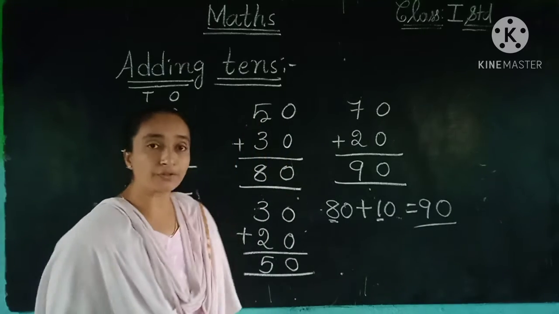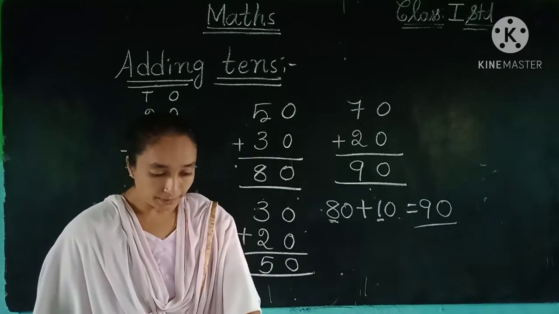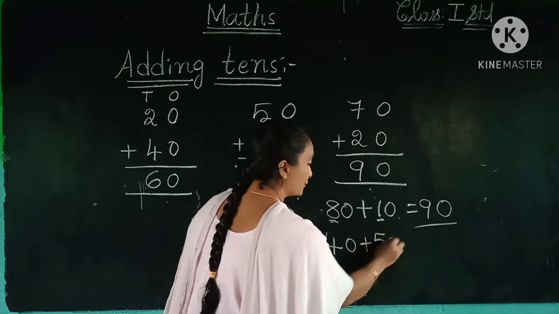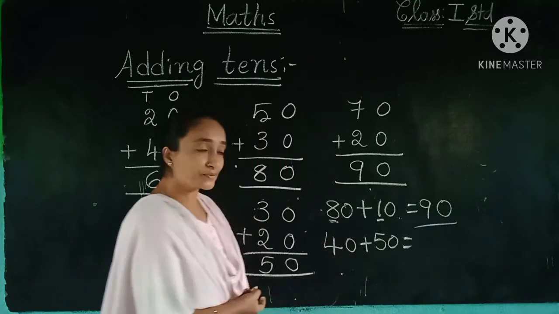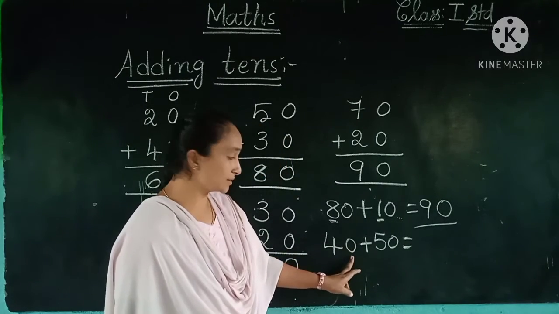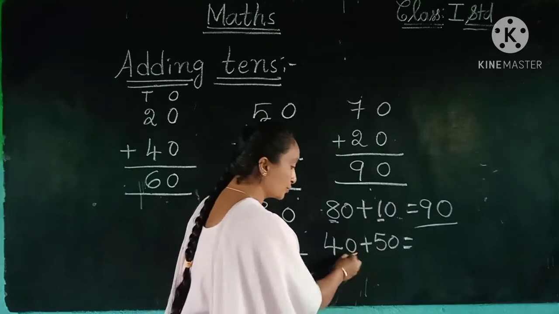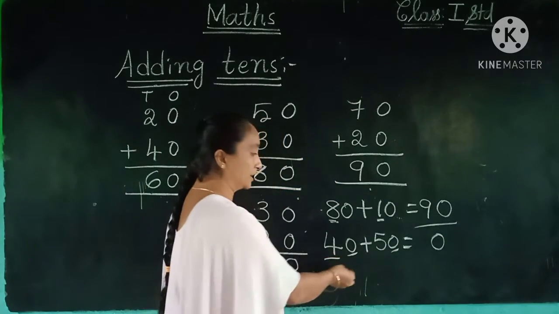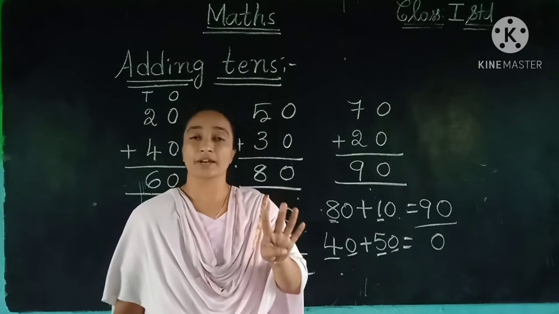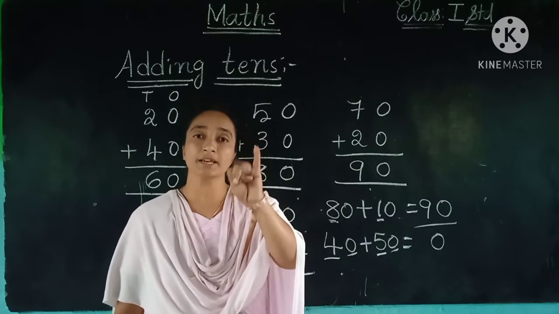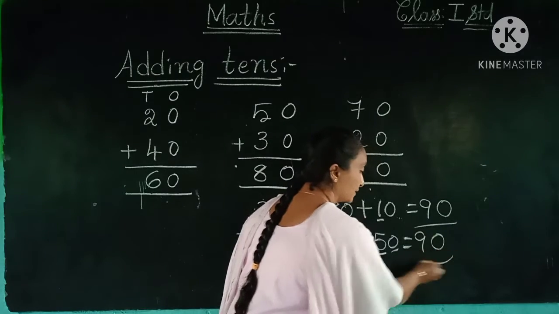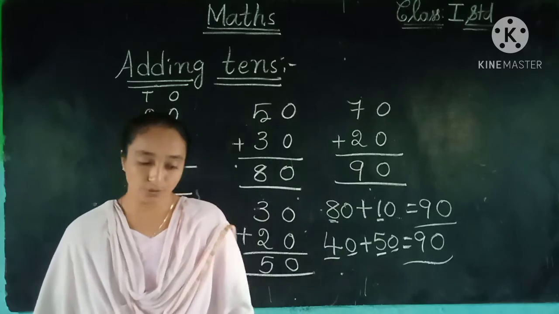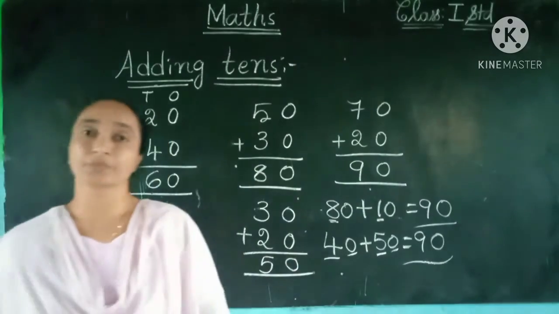Here one more example we have, children. That is 40 plus 50. How could you do this? 40 means here also 0 ones, here also 0 ones. So 0 plus 0, here we get 0. Only the tens place you should calculate. The tens place: 4 tens and 5 tens. 4 plus 5: 4, 5 after, 6, 7, 8, 9. So here we got the answer 90. So 40 plus 50 is 90. In this way you can complete this fill in the blank.